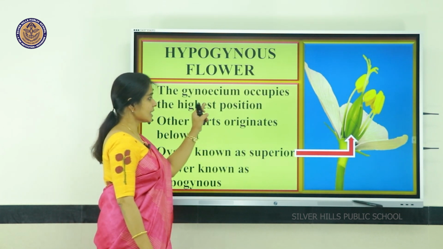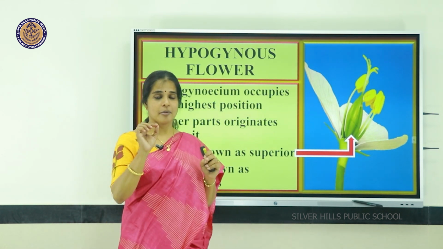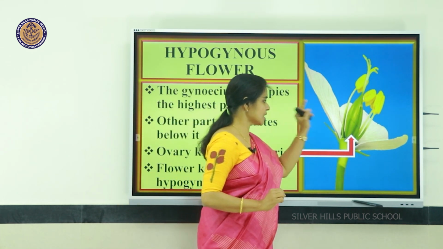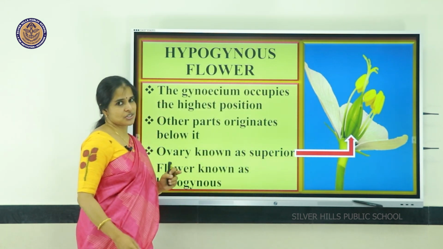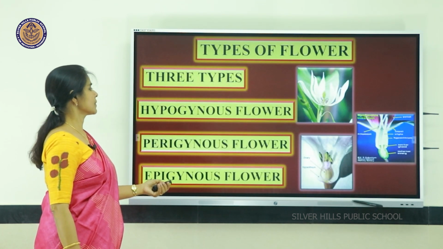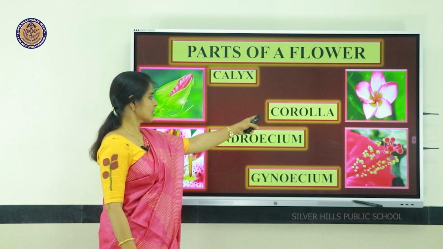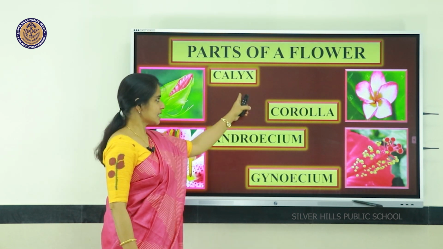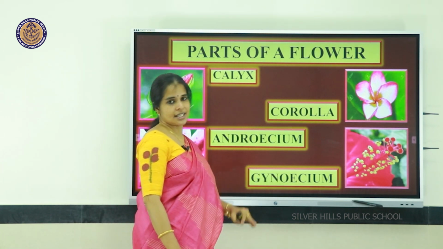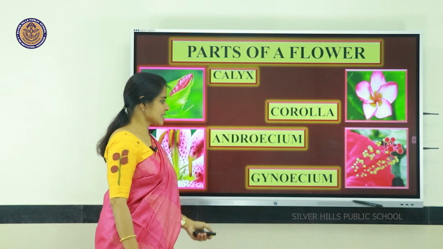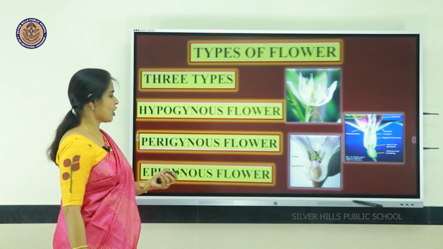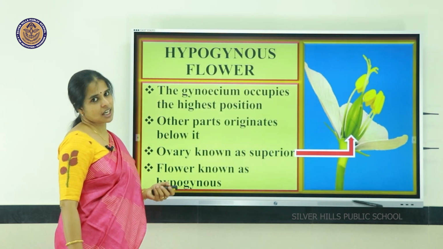What is happening? The gynoecium, the female reproductive part of a flower, occupies the highest position, and the other parts, the 4 floral parts I showed you. Which are the 4 floral parts? Once again I will show you: calyx, corolla, androecium, gynoecium. These are the 4 floral parts. In this, we are taking only the gynoecium. The rest of the 3 parts related to gynoecium, we have to see. We can see 3 different types of flowers.